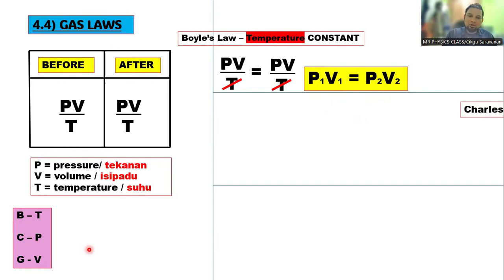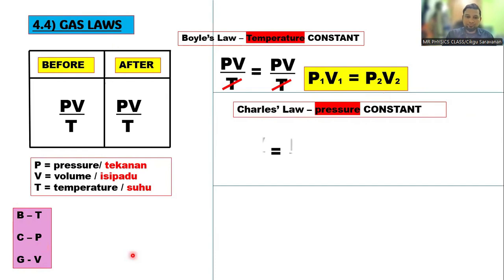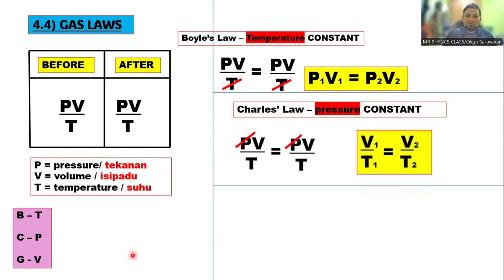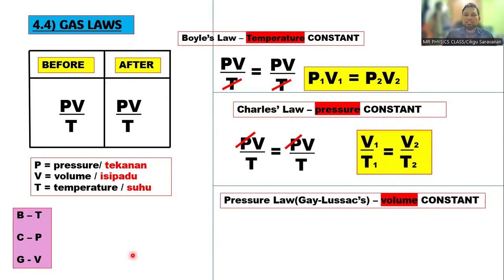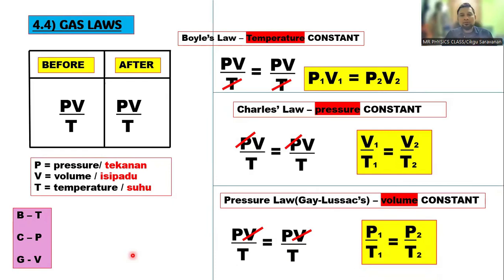Okay, second one, CP apa, sir? C for Charles law. For the Charles law, kamu potonglah P, pressure, tekanan. So the remaining is a formula. Third one, GV. G stands for Gay-Lussac law. Kamu potonglah V, volume. So the balance existing is this one. All right. So these are the 3 gas laws. Okay, ada gas, hukum gas.